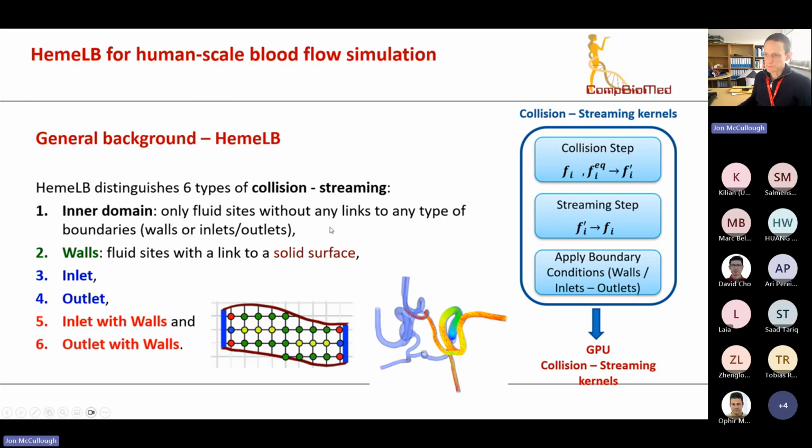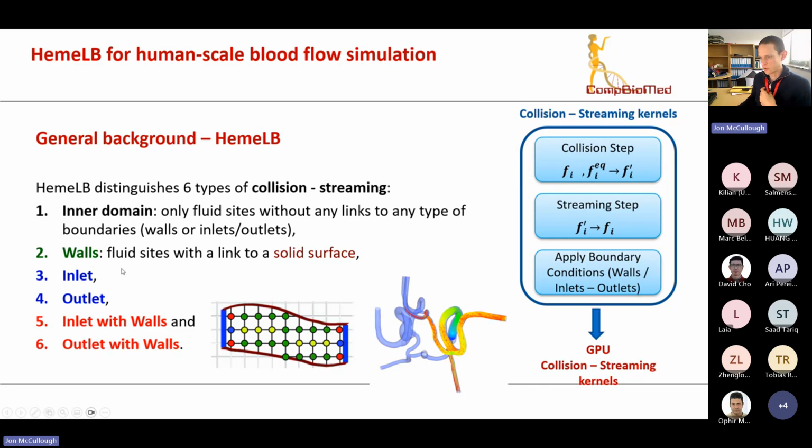In HemeLB, we break up the different types of nodes based on where they're located within the domain. And this has consequences on how the collision and streaming process works within them. So we have inner domain nodes. These are the yellowy colored ones here in our domain. They're the ones that are just fluids. They have no links to outer surfaces in any way.